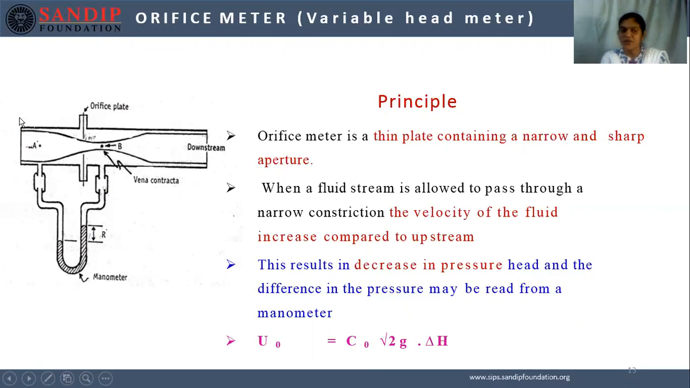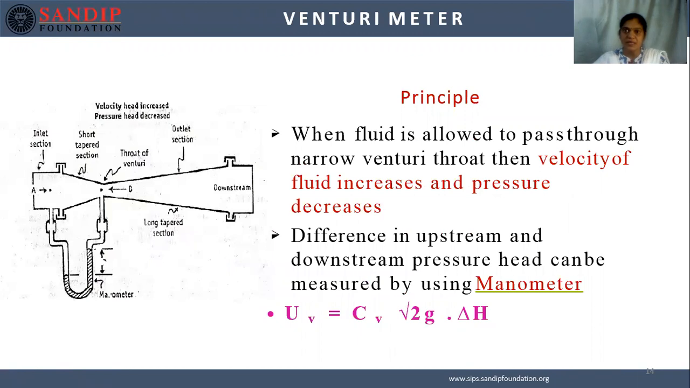So this difference in the pressure head can be calculated with the help of what? A manometer, which is attached in between the point A as well as B. So this is all about the orifice meter, which is nothing but the variable head meter. Then let us discuss the Venturimeter.